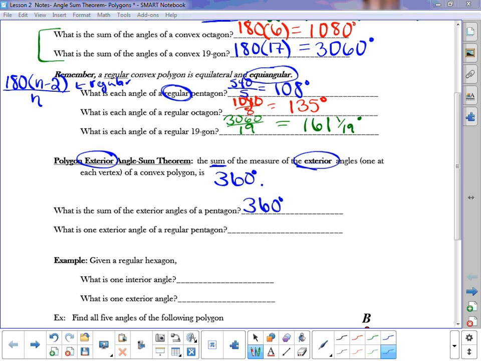Now we can use this to help us find a single exterior angle. So now that we know a pentagon's exterior angles have to sum to 360, what is one exterior angle of a regular pentagon? 72 degrees. Now we have a couple of ways that we can do this. We can take 360 and divide by how many angles? 5. And I get 72 degrees. Or what else could I have done, which is probably what most of you do? You can multiply by 2 and then divide by 5.